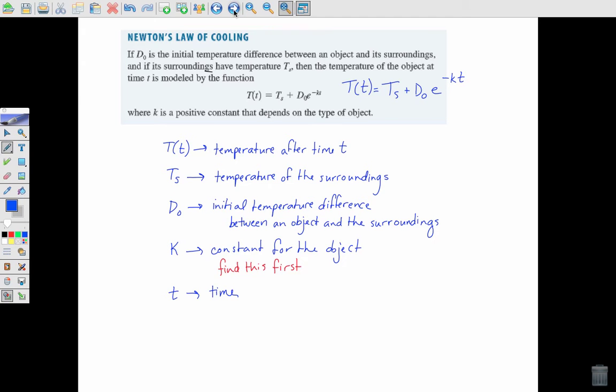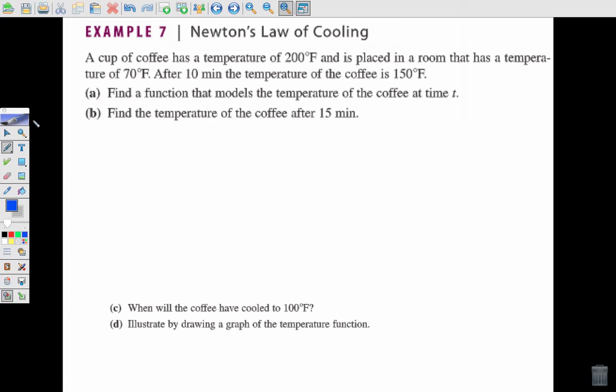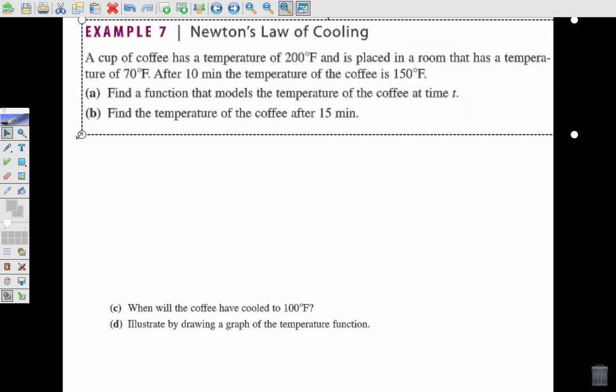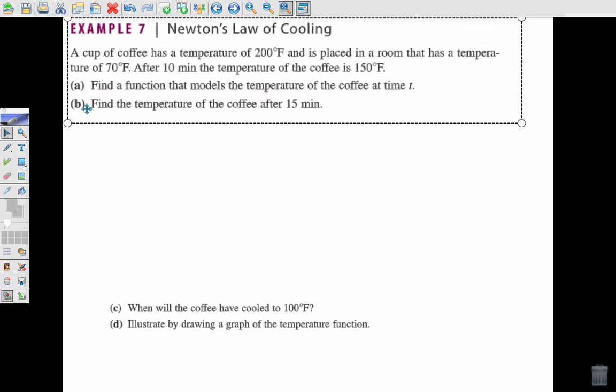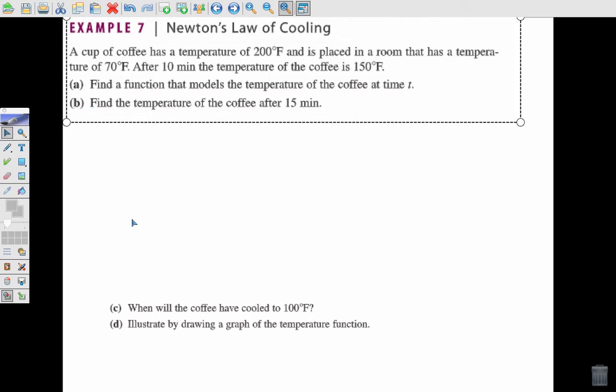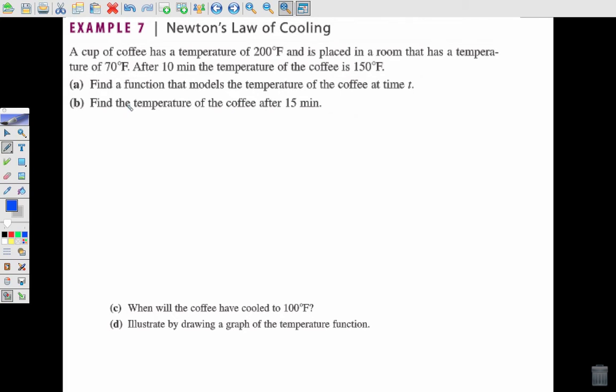Okay, so let's use this to solve the following problem. We have a cup of coffee that has a temperature of 200 degrees Fahrenheit, and it's placed in a room that has a temperature of 70 degrees. After 10 minutes, the temperature of the coffee is 150 degrees Fahrenheit. So we're going to use this information to find a function that models the temperature of the coffee at time t. Basically, we need to find k first, and we know the initial temperature difference.